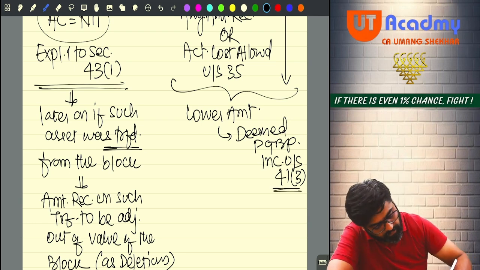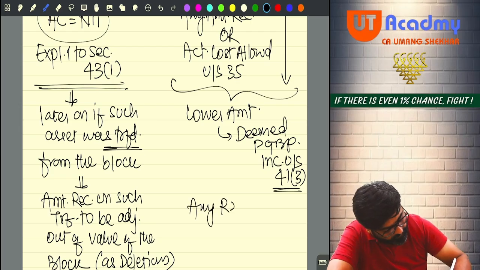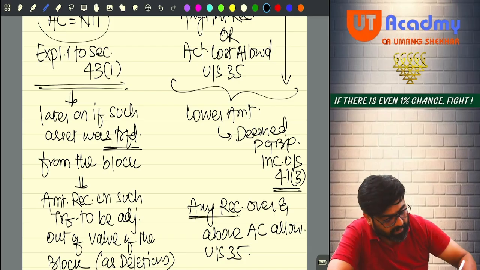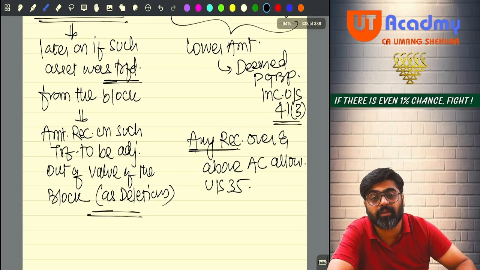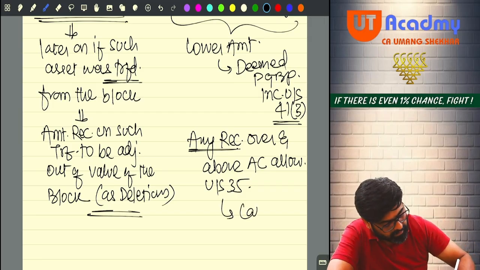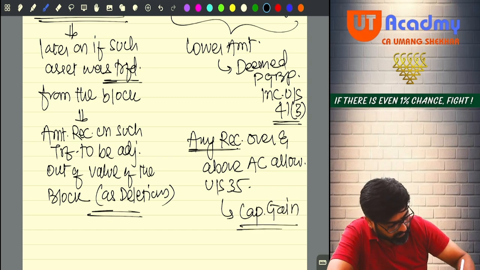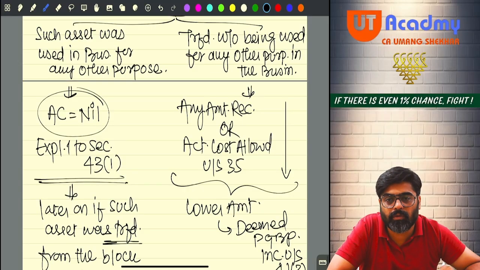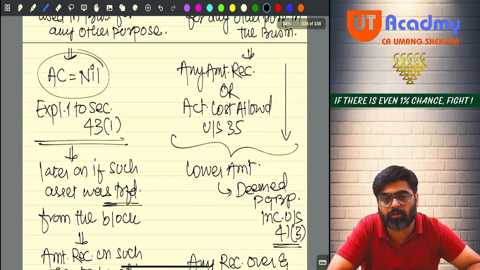And any recovery over and above the actual cost which was allowed under section 35, any recovery which is over and above, meaning excess recovery over and above the cost which was allowed under section 35, will be treated as your capital gain. So what will you do? See, the amount recovered was 3 lakhs. The actual amount allowed was 5 lakhs. 3 lakhs or 5 lakhs, whichever is lower.